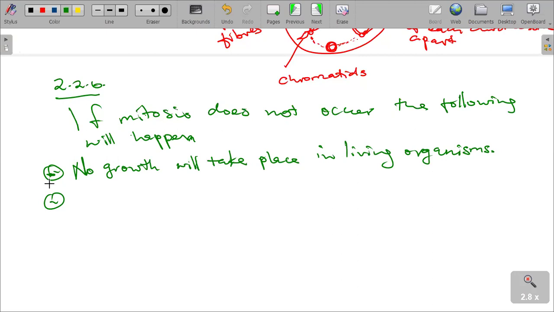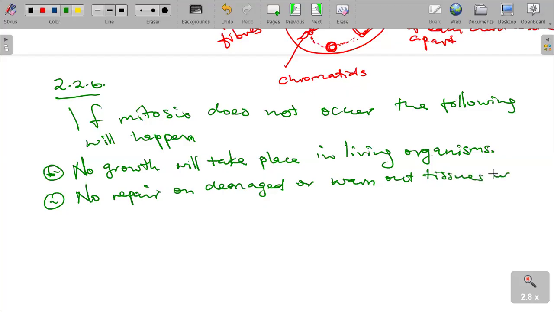Two, one thing that you must understand is that there is no repair of worn out tissues or damaged tissues. No repair on damaged or worn out tissues will take place.